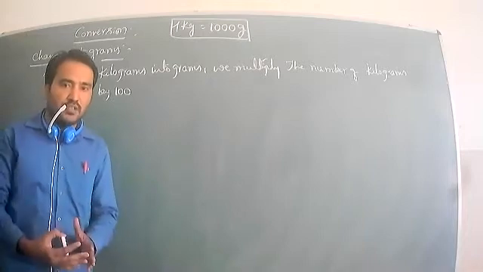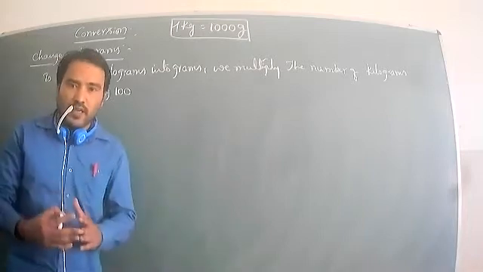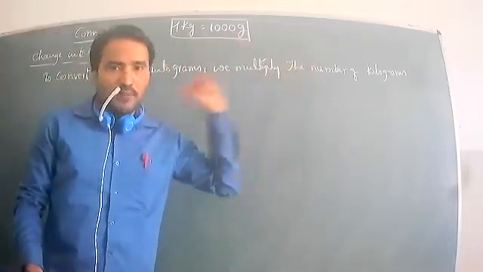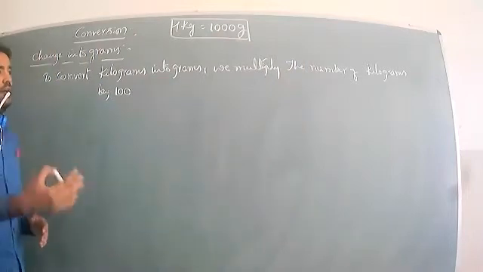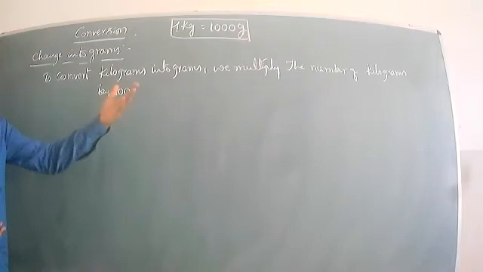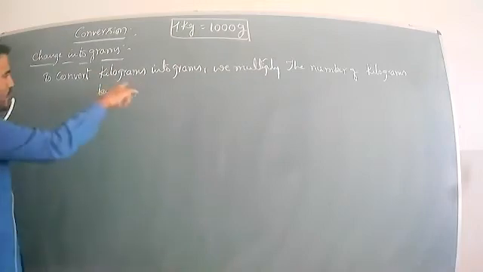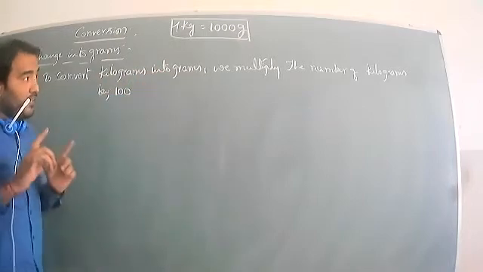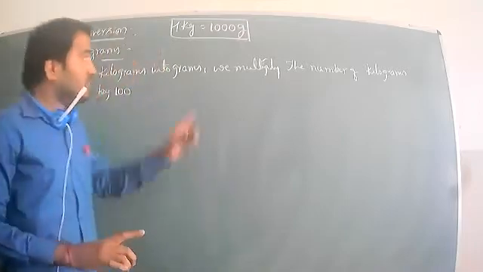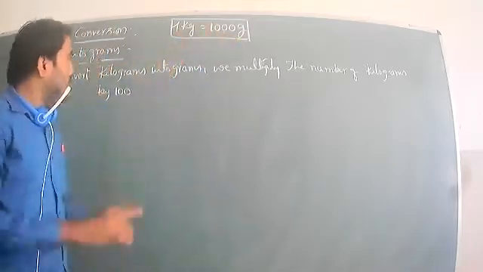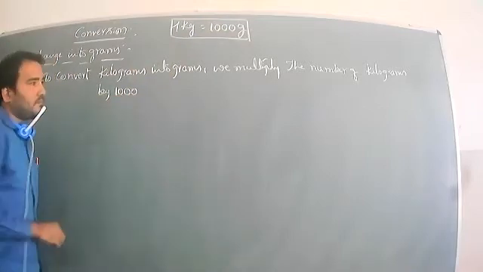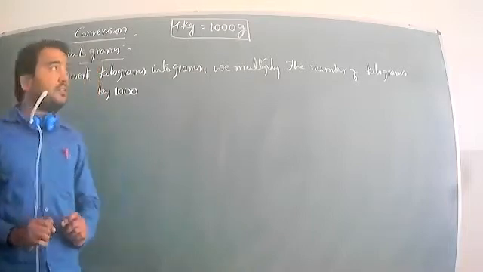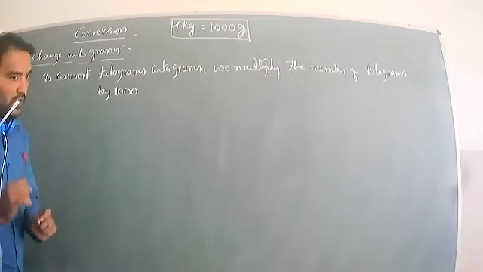When the question is given in kg, we can convert it to gram. We know that 1 kg equals 1000 grams. To convert kilograms into grams, we multiply the number of kilograms by 1000, so we get the grams. This is the change into gram. Once again I will repeat.